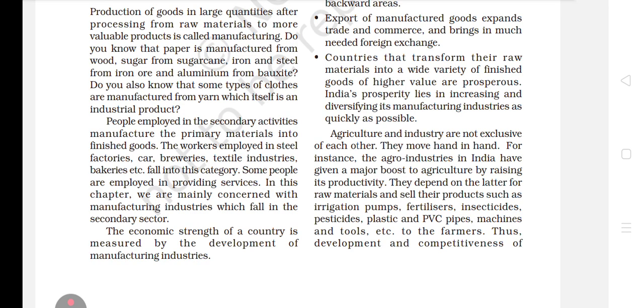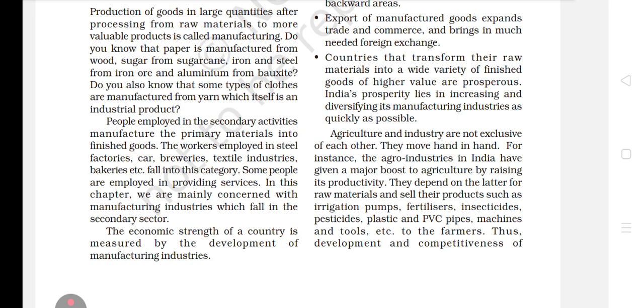Now, next it is written: do you know that paper is manufactured from wood, sugar from sugar cane, iron and steel from iron ore, and aluminium from bauxite? Of course, we know these things because you have learned them in your smaller classes also. About iron and steel, you have learned in the previous chapter, that is Mineral and Energy Resources. Similarly, dear student, we have learned that aluminium comes from bauxite.